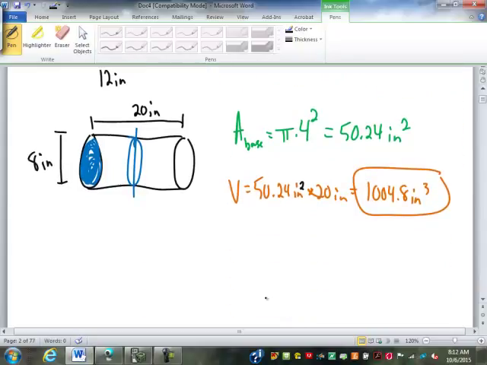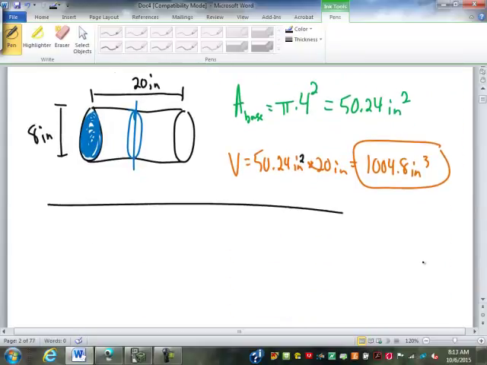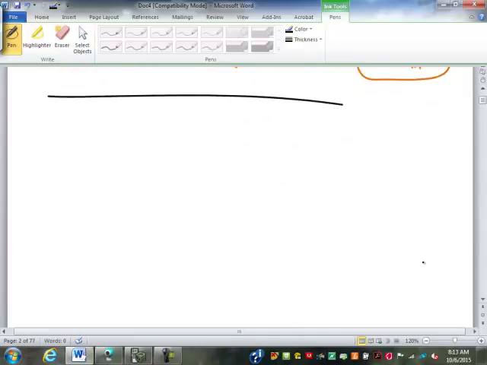And it doesn't even have to be a regular shape like these. We can look at some really ugly things.